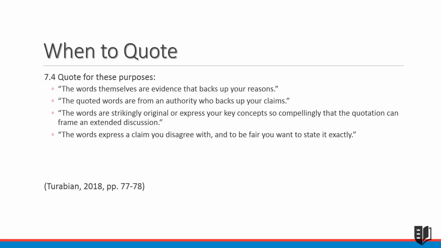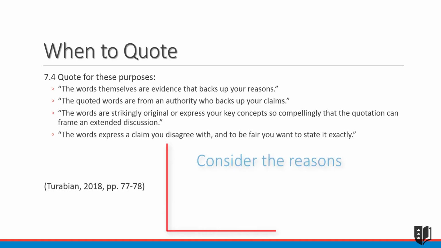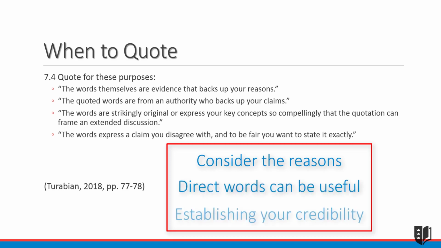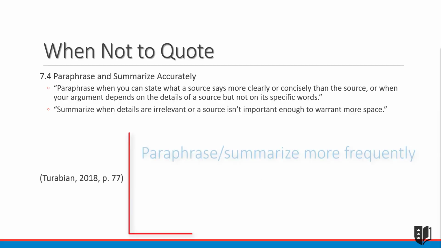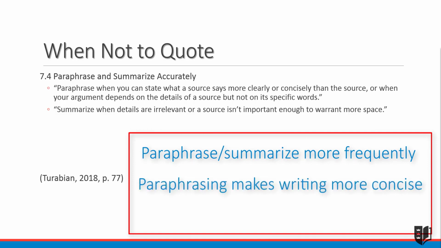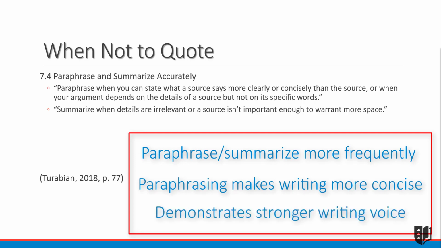When deciding whether to paraphrase, summarize, or directly quote source material, you should consider the reasons for wanting to provide the exact words of the author you are citing. Using the source's direct words can be useful, especially when establishing your credibility as a writer in your field. As a general rule, you should paraphrase and/or summarize more frequently than you use direct quotes from a source. Paraphrasing inherently makes your writing more concise and demonstrates a stronger writing voice.